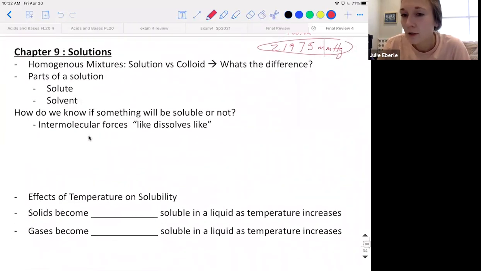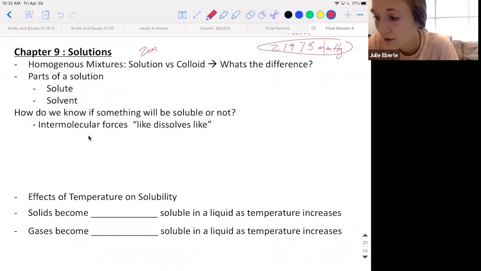Okay. Solutions. Solutions are homogeneous mixtures. We talked about solutions and colloids and heterogeneous mixtures. How are they all different? It all has to do with the size of the particles. Solutions, you cannot filter them, and the particle sizes are really small, like 2 nanometers or less. Colloids are bigger than 2 nanometers.